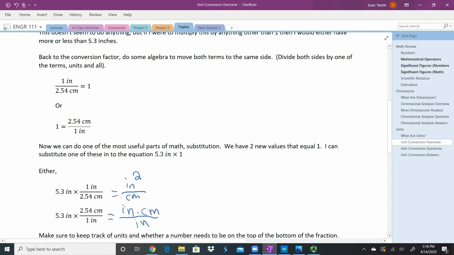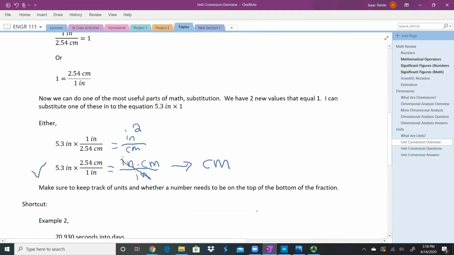Anytime I have a unit on the top and a unit on the bottom that are the same, they cancel out. So when I'm done here, if I choose this bottom method, my final answer is going to be in centimeters. And you can go through and calculate that and see what that answer would be. But we have to make sure that we keep track of our units, that we do our math properly, and that we really understand how to use our fractions.